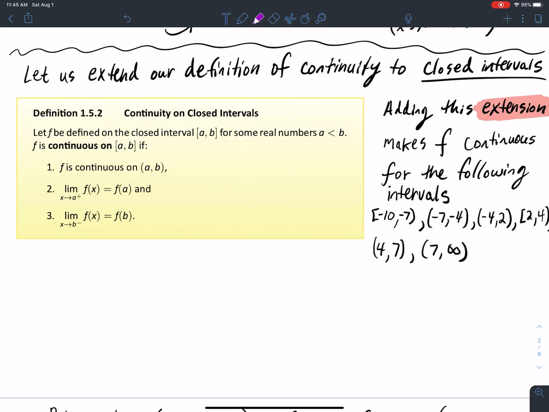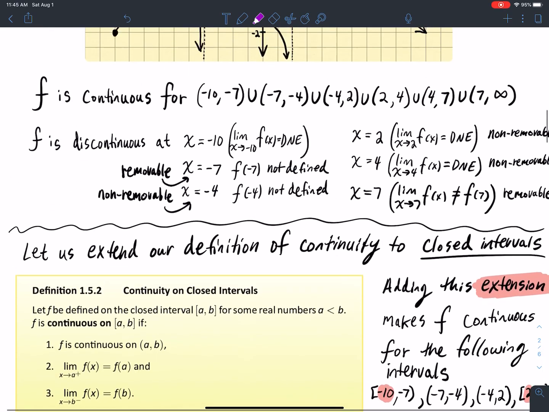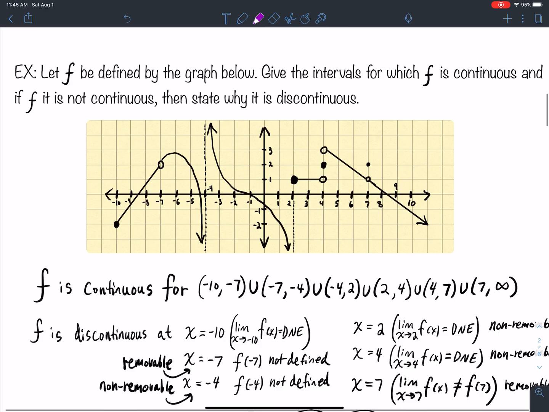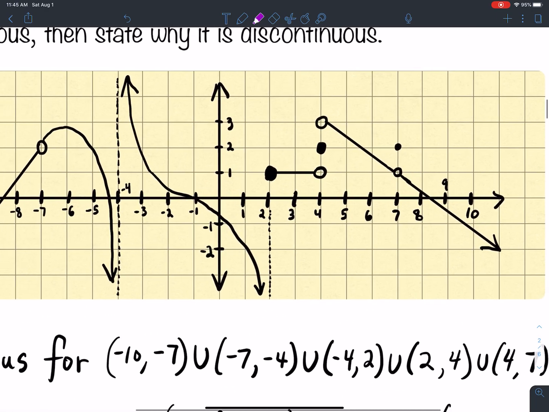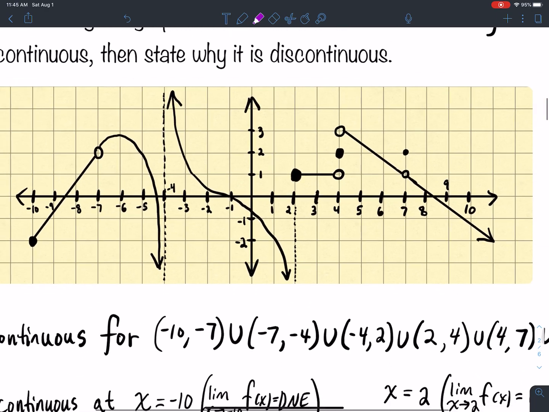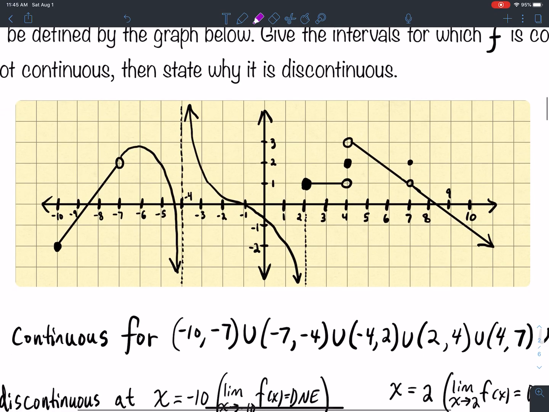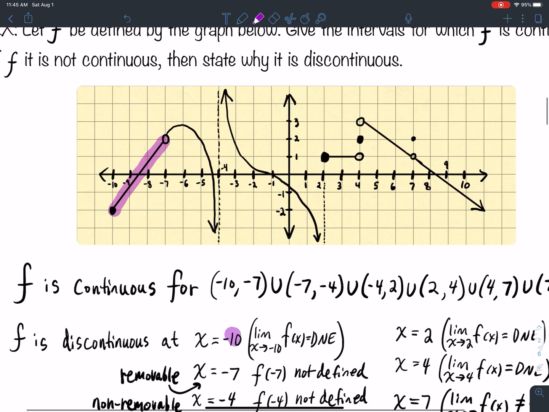So now what are we doing? We're adding in this negative 10 and this 2. What am I talking about here? Well, we have to go back to our original graph we were working on in the previous video. When we originally talked about continuity and where it was continuous, we said it was continuous on this open interval from negative 10 to negative 7, and that it was not continuous at negative 10 because the limit did not exist.